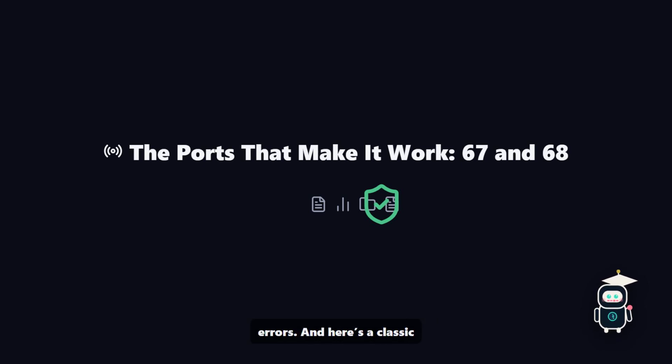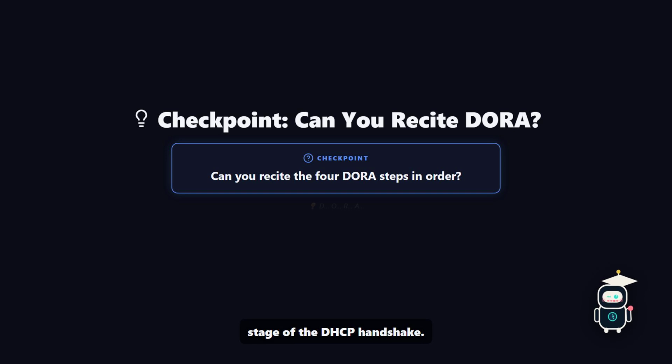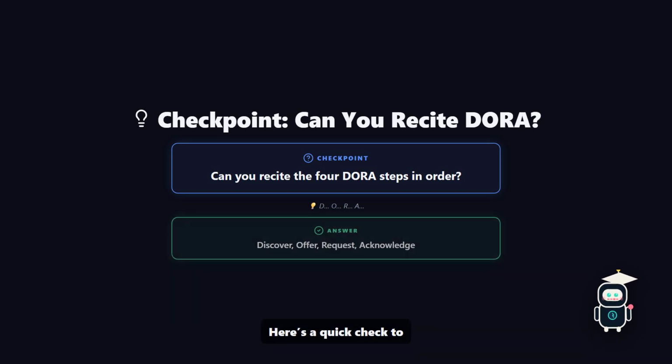And here's a classic beginner mistake. Assuming both ends use the same port. They don't. You've just walked through every stage of the DHCP handshake. Here's a quick check to make sure it sticks.